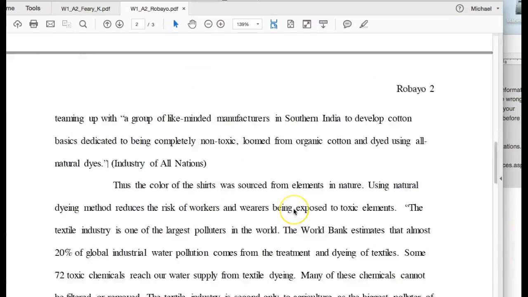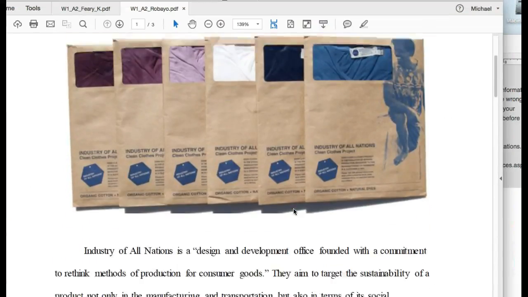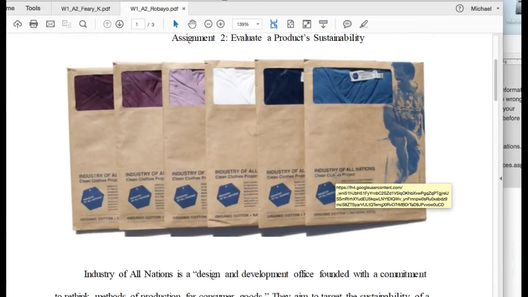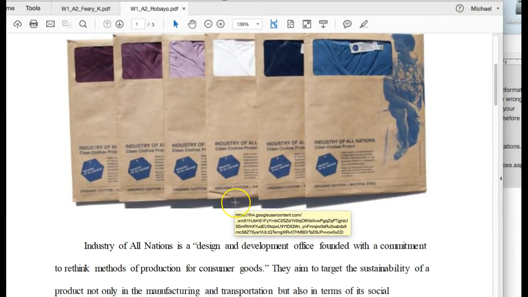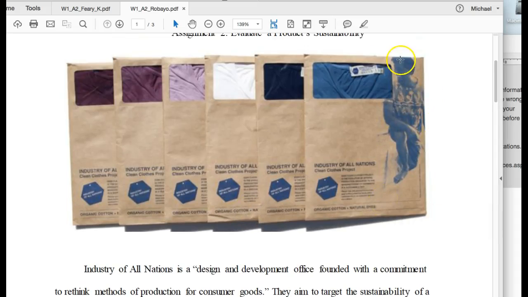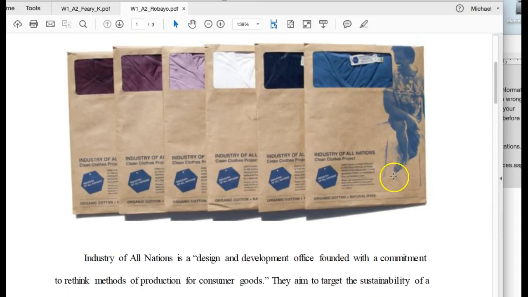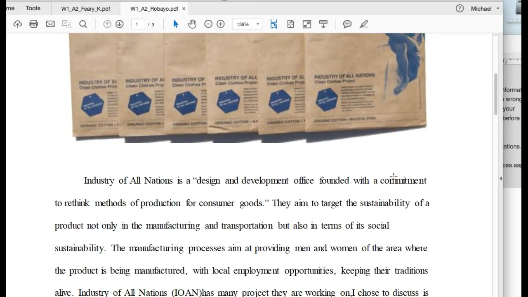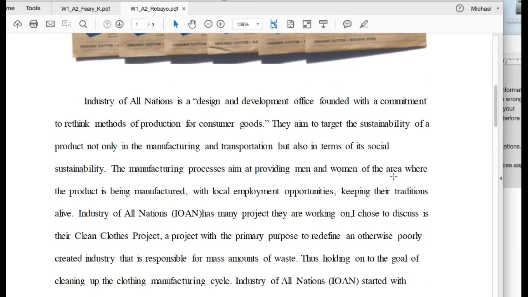I've got your presentation right up here, and you've chosen to look at the sustainability of all industry of all nations, this Indian T-shirt company, and then you've got the shirts as well as the packaging. I think you did a really good job evaluating this company's sustainability, kind of like an overview.